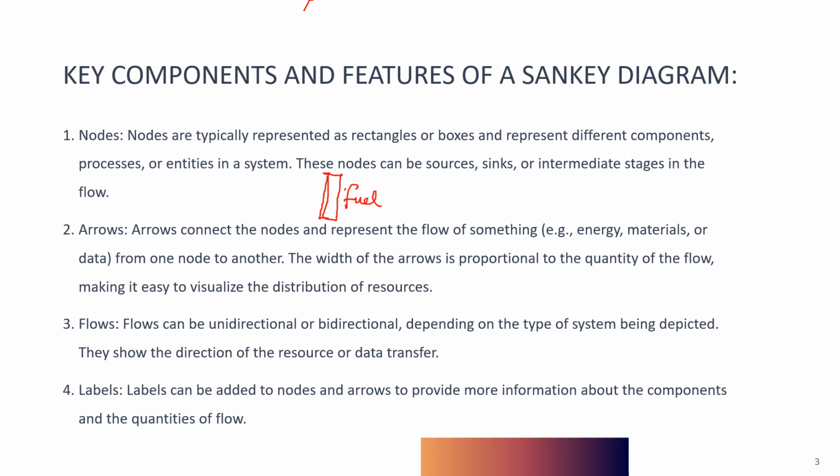And the width of the arrow, just like we said, is proportional to the quantity of the flow, making it easy to visualize the distribution of resources. Another thing we see in this Sankey diagram is that the flow can be unidirectional or bidirectional depending on the type of system being depicted, and they show the direction of the flow of the resources. Another thing we see on the Sankey diagram is that we have labels, and these labels can be added to the nodes and arrows to provide more information about the components and the quantity of flow.